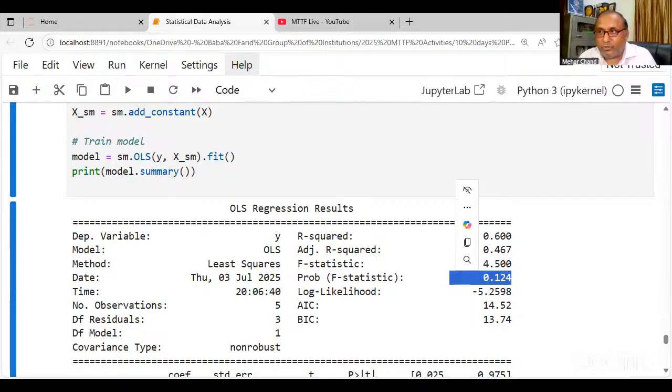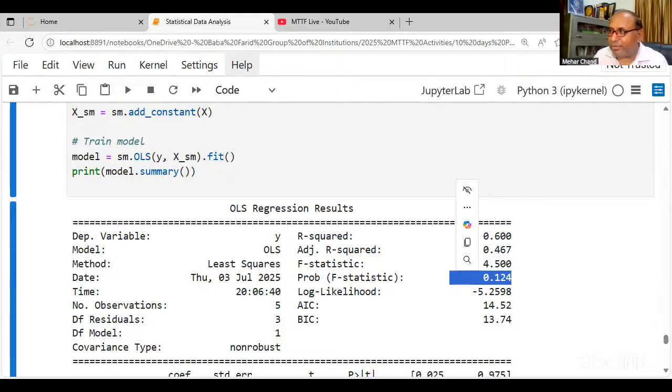Meaning we do not have strong evidence that the model explains a significant portion of the variance in y. So these are the interpretations which we need to discuss here. Whenever we have a large data set, only then can we have more accurate results, but here we have only 5 observations. When we compare the p-value, from that we can study how accurate our model is. So here, according to the p-value, which is 0.124, the overall model is not statistically significant.